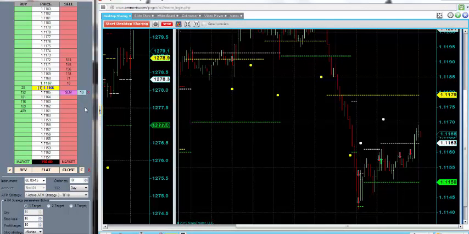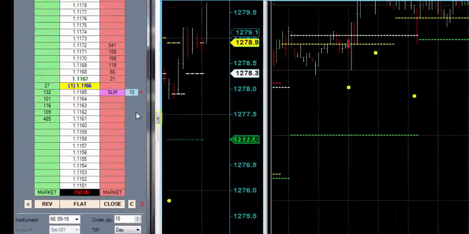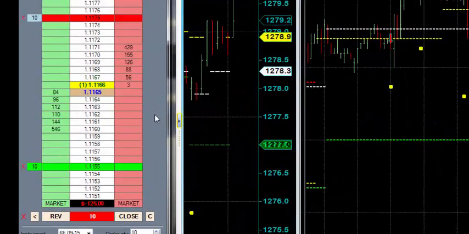This is called a second entry archer arch. Very high probability. We haven't been picked up. There, we're picked up. 10 contracts short. Our average fill is 1.1165.